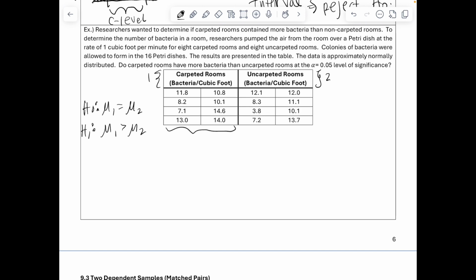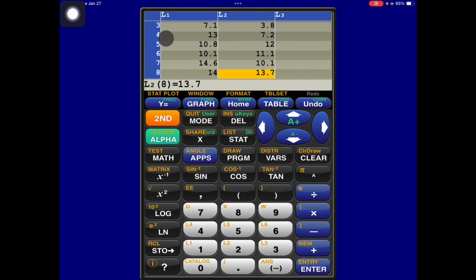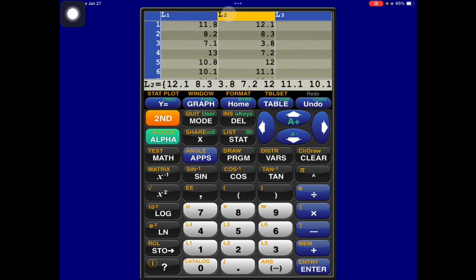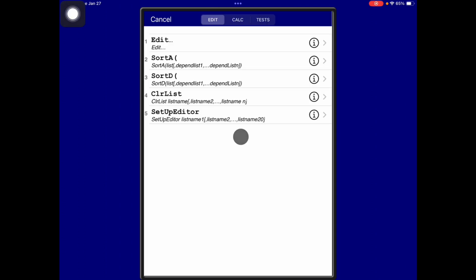Before we actually conduct our test, we need to input our data into L1 and L2. Once we have all the data in, then we can go to 2-SampTTest. On your graphing calculator, you're going to go to Stat, Edit, and first enter all your numbers into L1 and then into L2. Again, L1 is your carpeted rooms, L2 is your uncarpeted rooms.